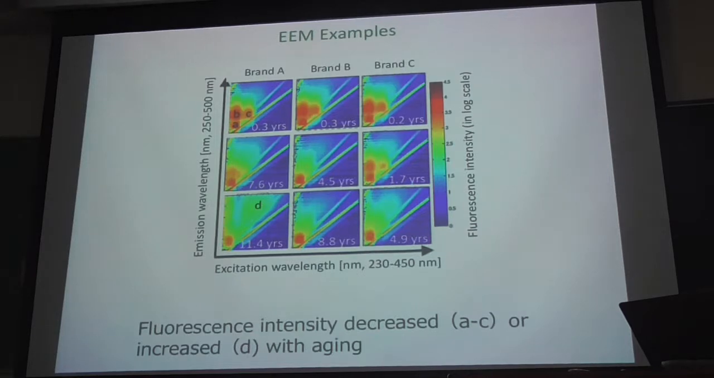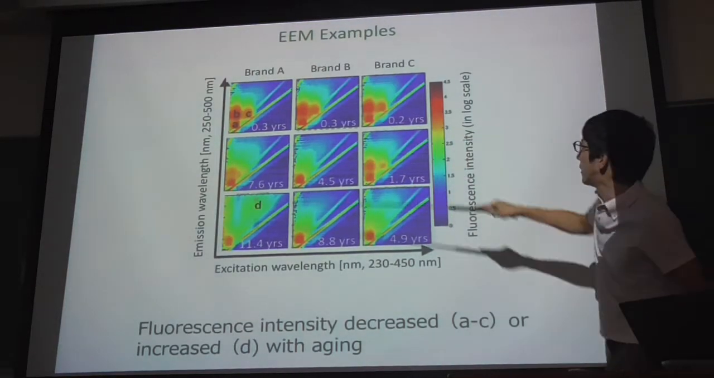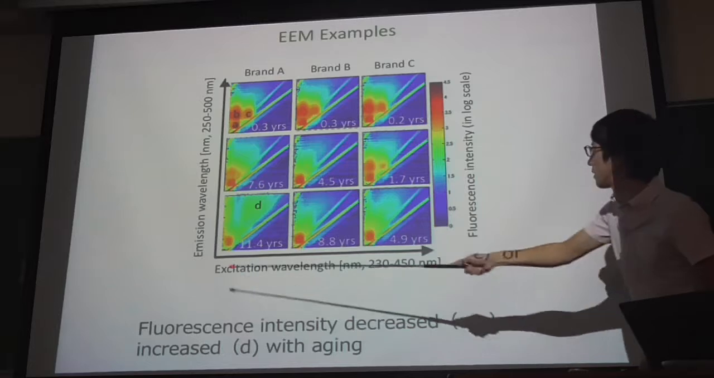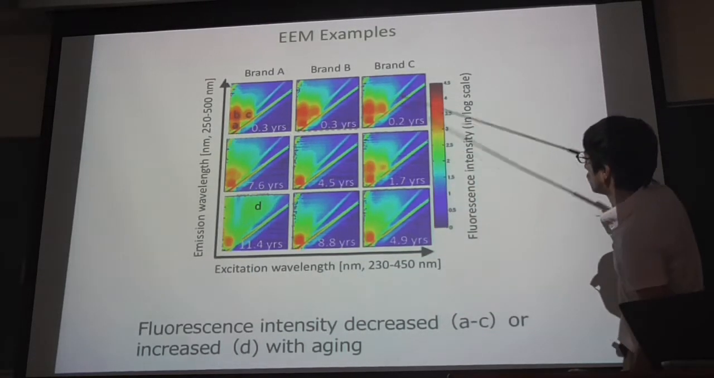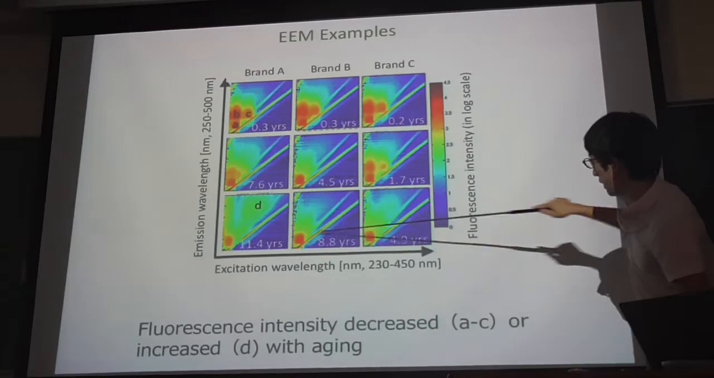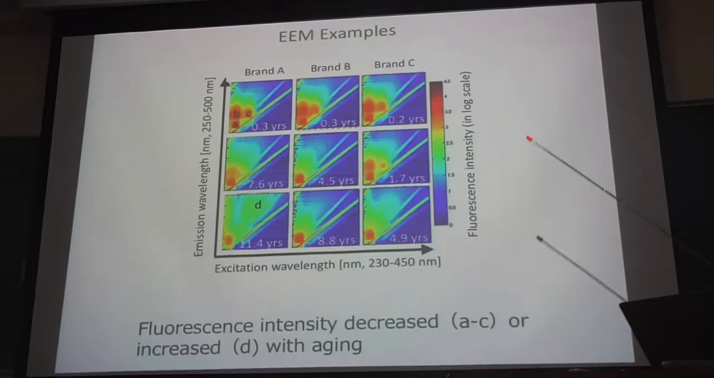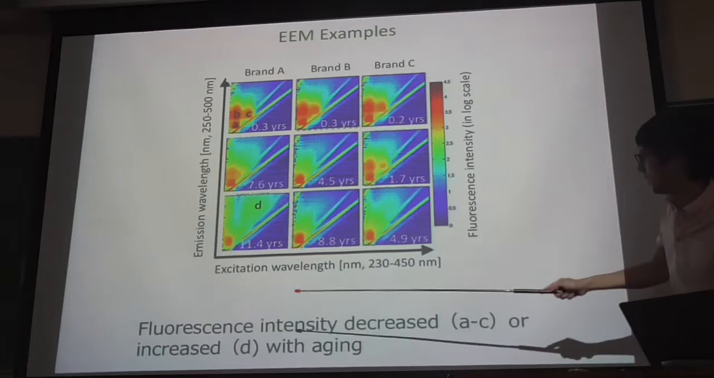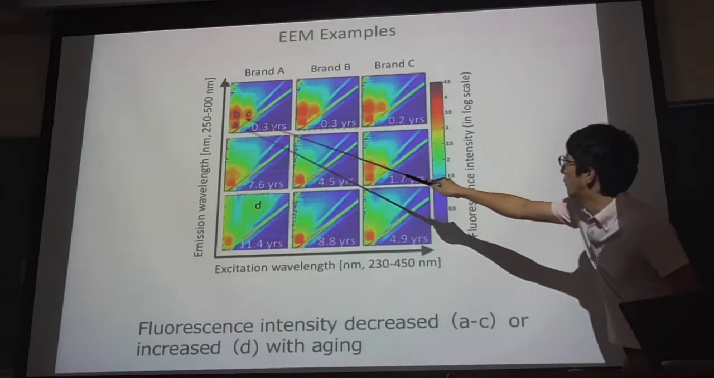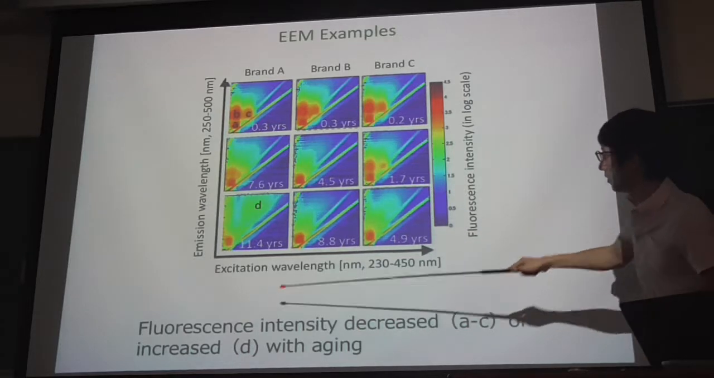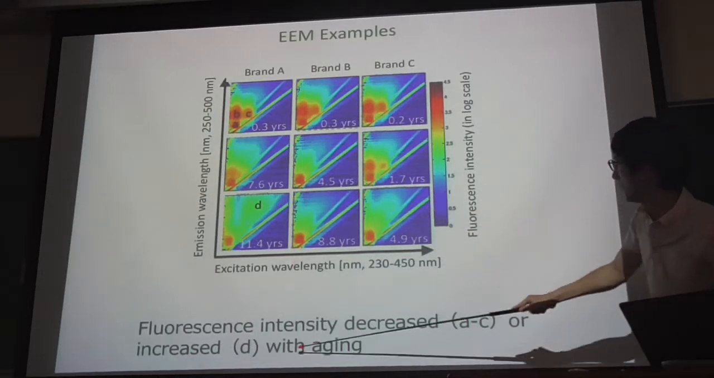And these are EEM examples. So brand A, brand B, brand C, with excitation wavelengths and emission wavelengths. And this is new, middle, and aged. And apparently, there are regions where the fluorescence intensity decreased from A to C and increased in D with aging.